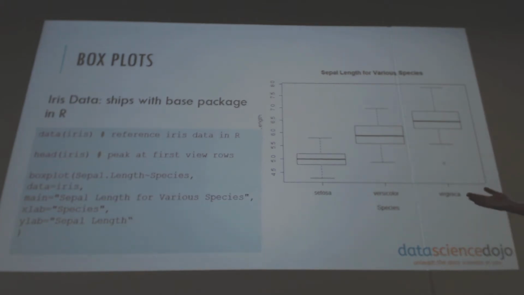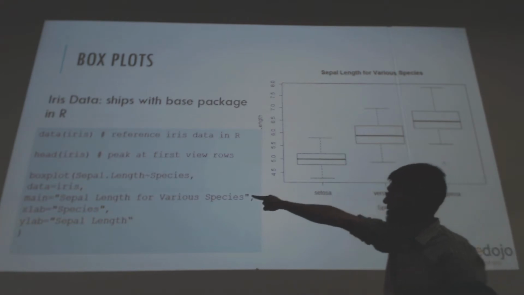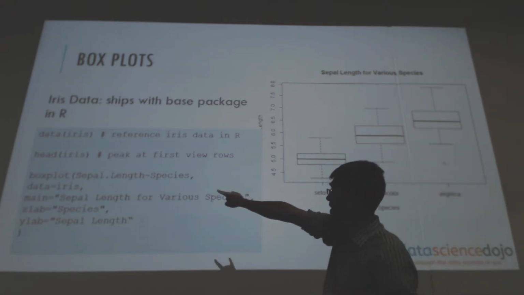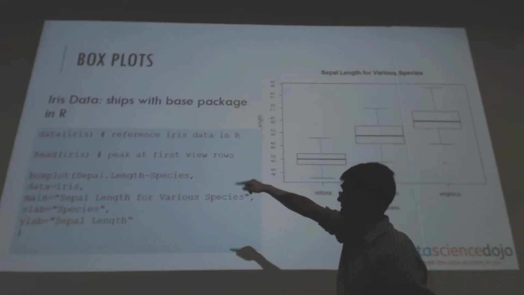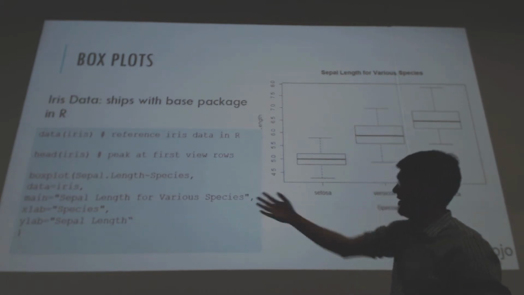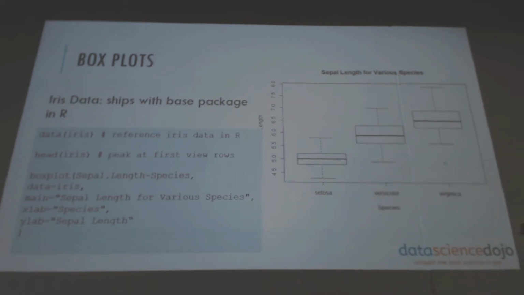And I was able to get this visualization just with this simple command. What I said was, I want a box plot of sepal length for all species, and the data is iris. I'm telling it the data is iris. And then main gives it the title. And then the X label is species, and Y label is sepal length. And it's fairly simple.